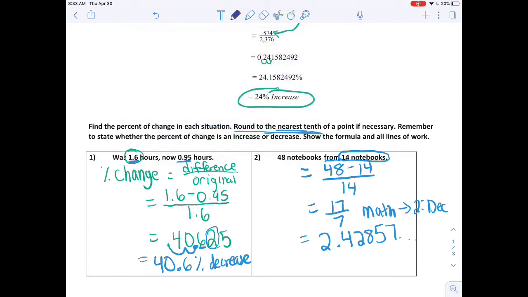Again, to get this as a percentage, you're going to move the decimal 2 spots to the right. And we have 242 point, all right, I see an 8, which is followed by a 5. Since it's followed by this 5, I know I need to round up, so that 8 becomes a 9. And since we went from 14 to 48, that's an increase because 48 is bigger than 14. So it's a 242.9% increase.